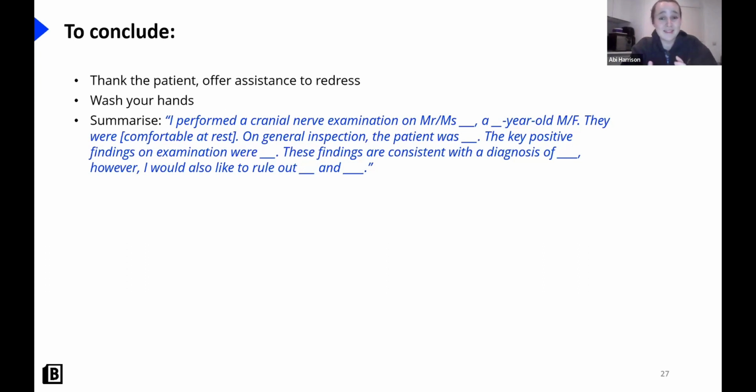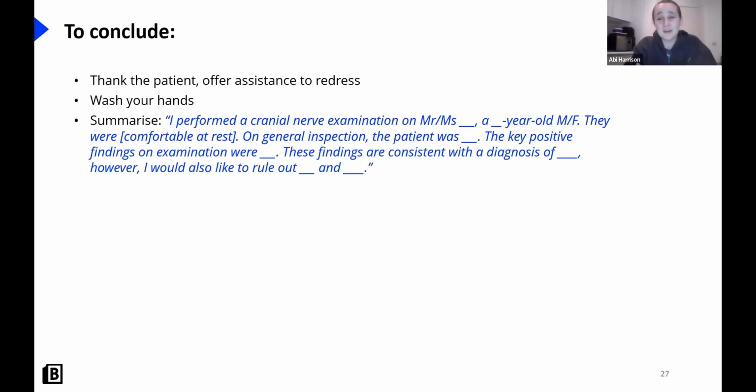They were comfortable at rest, as they likely will be in an OSCE. And you can say on general inspection, the patient was, if there were any positive findings. Then the key positive findings on examination were. I think that's quite nice to think about in a cranial nerve examination because they'll often be associated with one nerve. So you can think about what you tested for that nerve and what was negative. And then you can say these findings are consistent with a diagnosis of, or in this exam, I think these findings are consistent with a problem of this cranial nerve, a differential diagnosis of which could be these.